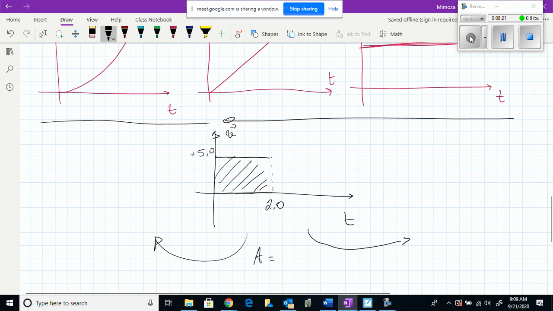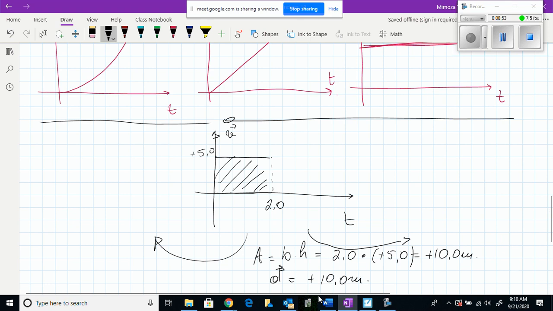So in this case it is a rectangle. So the area for the rectangle will be base times height. And the base is 2, the height is positive 5. So the area will be positive 10. Sorry, I went a step ahead. That means that the displacement during this time is positive 10 meters.